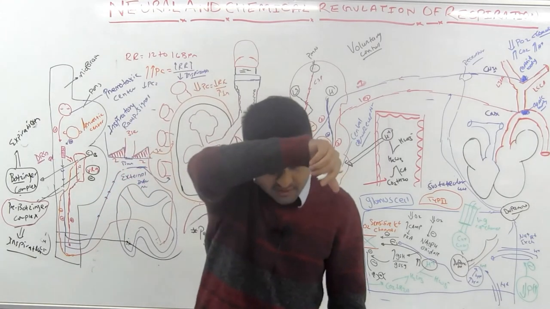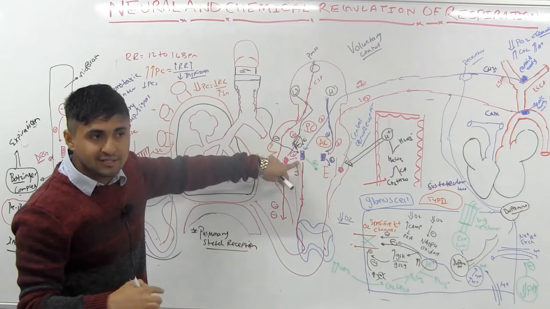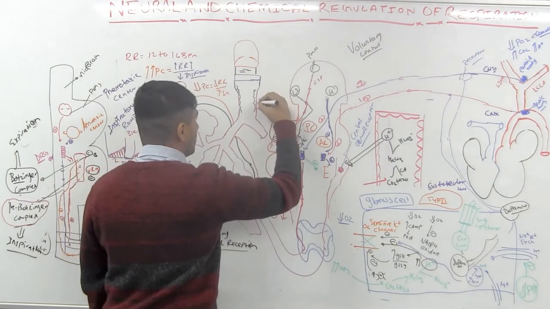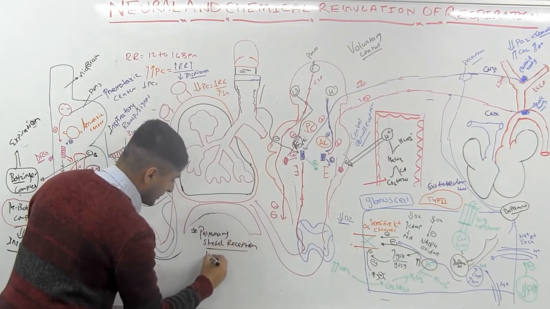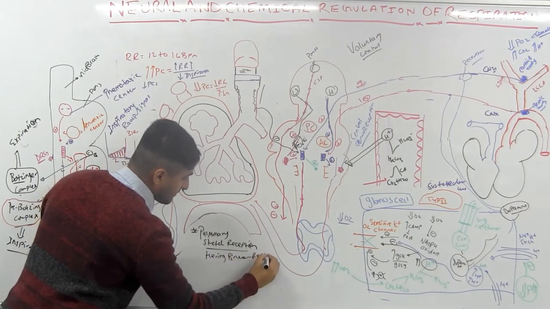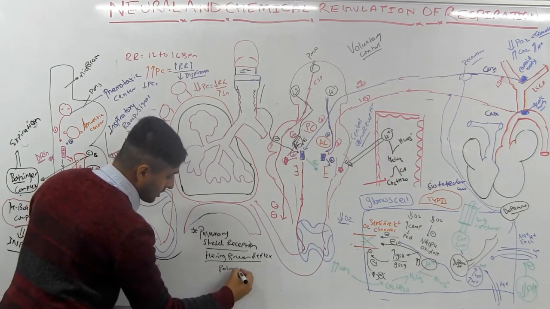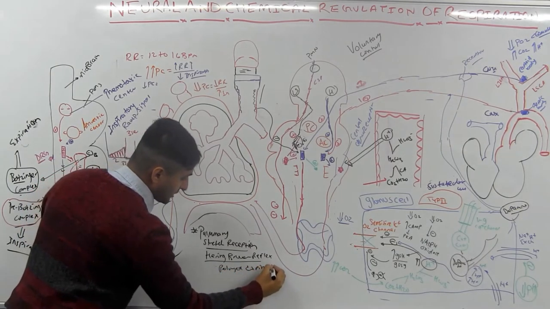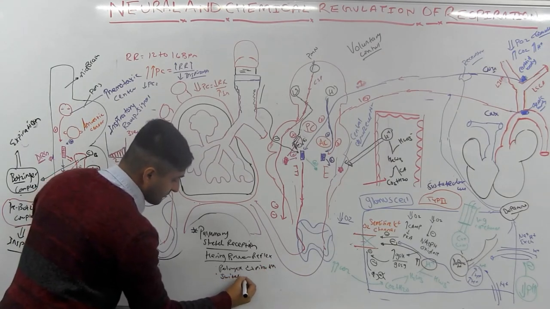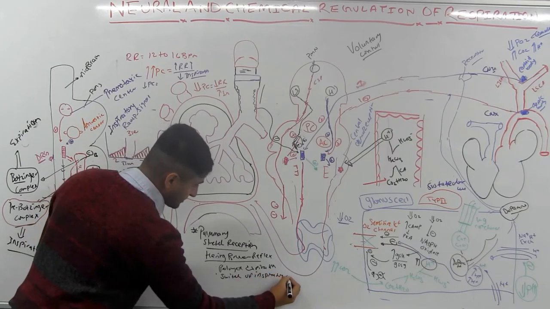When they do that, what's going to happen? It's going to cause prolonged expirations. There's a name for this, let me write it: the Hering-Breuer reflex. Basically, this causes prolonged expirations, with a switch off of the inspiratory center, the dorsal inspiratory center. That's what these guys do.